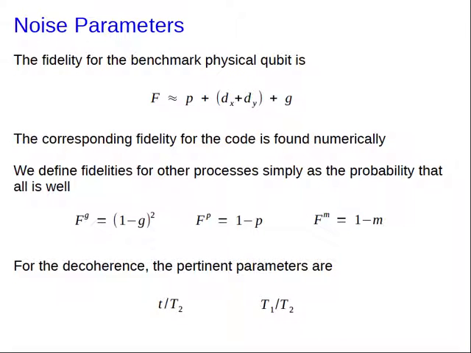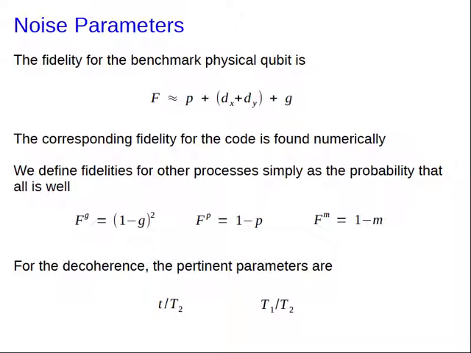And then the fidelity for our benchmark qubit is just the probability that a preparation error happened, then the probability that a bit flip happened during decoding, then the probability that a measurement error happened. That's approximate because I've left out all of the factors of other things not happening. And to find the corresponding fidelity for the code, we have to do numerics. So I state the numbers in terms of fidelities for these to be a bit more experimentally accessible. So to talk to the experimentalists a bit more.